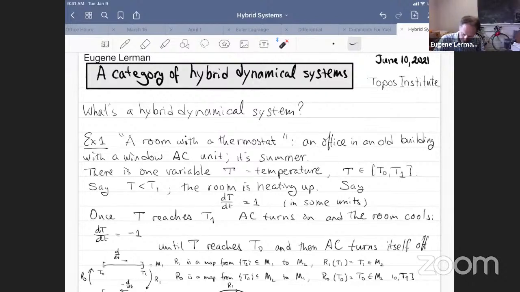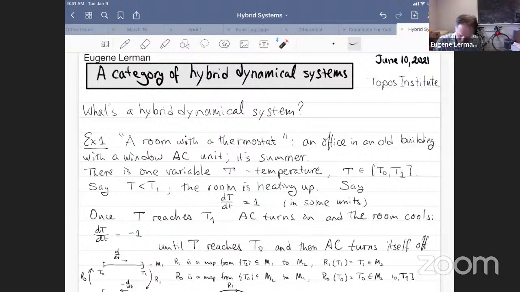What I'm going to talk about, part of what I'm going to talk about is joint work with James Schmidt, who was my PhD student, and he finished last December. So you might want to ask him questions too, but I don't think he's here.